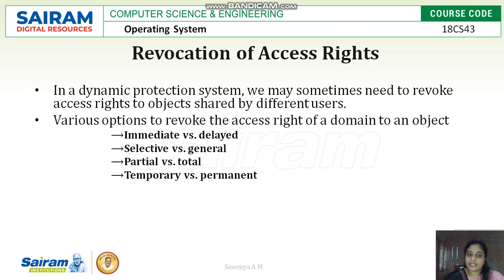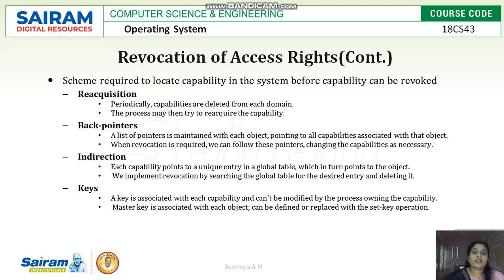Next is partial and total. Partial permission can be taken back, or all the permissions can be taken back. Then temporary and permanent. If a file is given an access right, it can be revoked for a temporary duration of time or for a permanent duration. Revocation of access rights can also be based on the scheme required to locate a capability in the system before the capability can be revoked. It can be done with reacquisition, back-pointers, indirection, or keys methods.